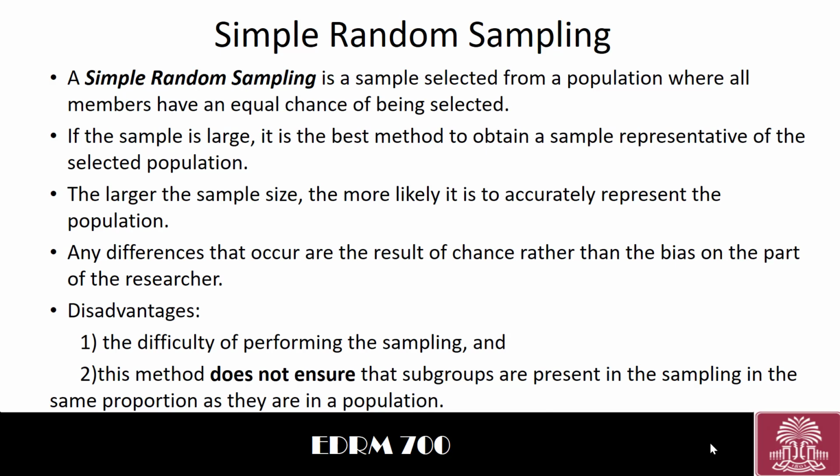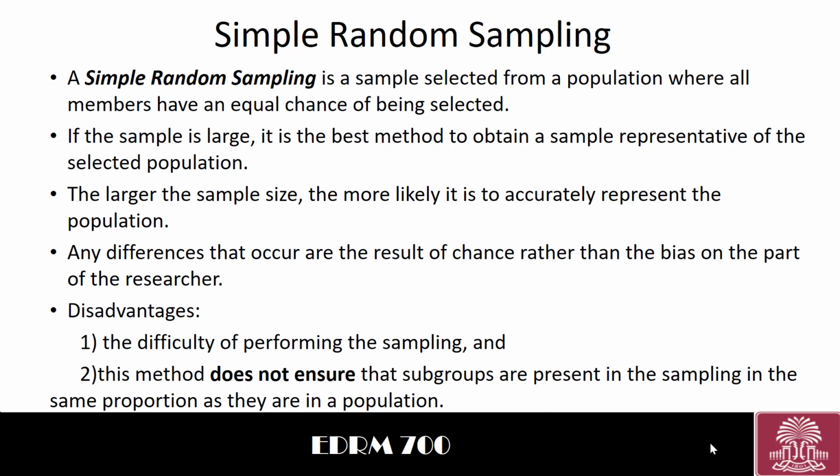Simple random sampling. This is a sample selected from a population where all members have an equal chance of being selected. If the sample is large, the best method is to obtain a sample representative of the selected population. The larger the sample size, the more likely it is to accurately represent the population. Any difference between the sample and the population characteristics are the result of chance rather than the bias of researchers.